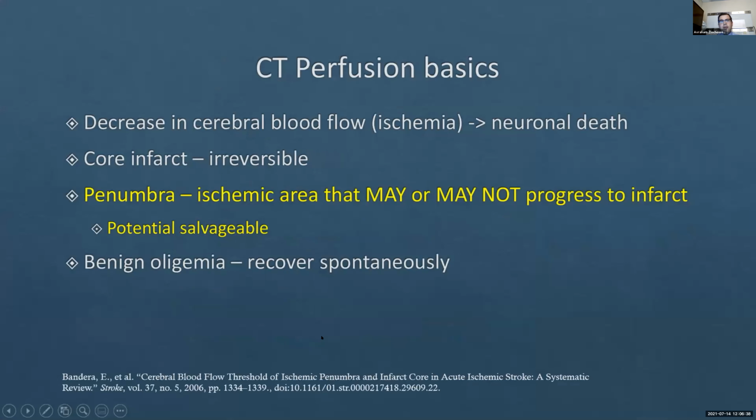So I'm going to talk about different parts of the brain. When you have ischemia, which is decreased cerebral blood flow, which ultimately can lead to death of the brain tissue, the neurons, is there irreversible damage? It's gone, you can't do anything about it. That's what we call core infarction. Is there an area that is decreased, that might die, but it may not, and is potentially salvageable? This is the goal, this is what we're trying to get to: save this. And then there's other tissue that is just going to get better on its own.